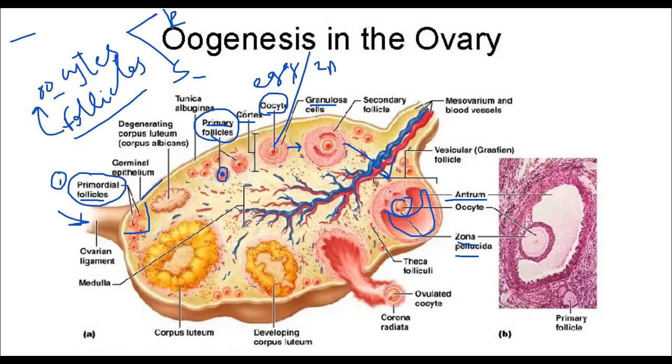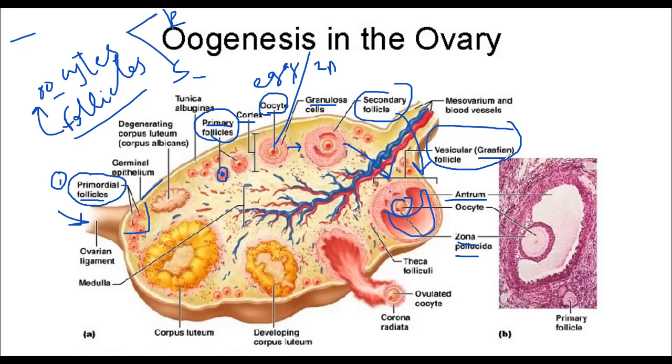So the primary follicle has a primary oocyte in it. This further develops into the secondary follicle. You can see the size increases, and the number of cells which are surrounding the egg also increases. The secondary follicle develops into this vesicular follicle, also known as the Graafian follicle.